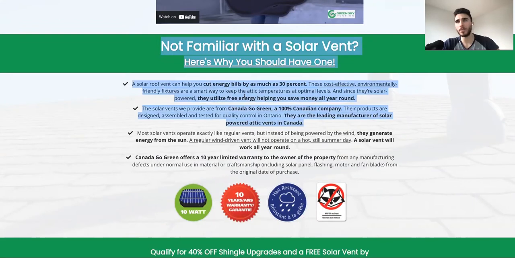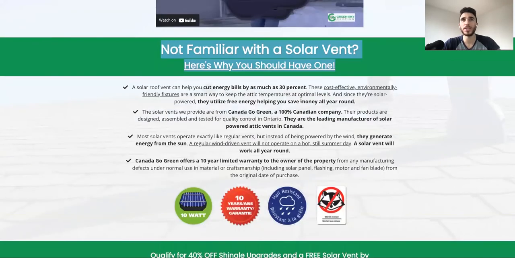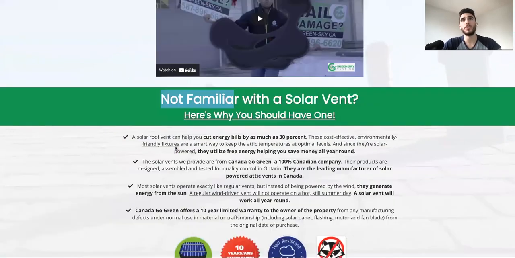We don't really explain the back-end offer, but we did as a request for our client, and he was very persistent on it. So we did end up talking about the solar vent, which I wouldn't suggest doing because it's not very relevant. The customer's coming for a roof, not a solar vent. So this actually may have skewed the conversion rates. It may have hurt the conversion rates a little bit, but we had it here regardless. And then typically we have frequently asked questions, but as you can see, it's very laid out, very easy to read.